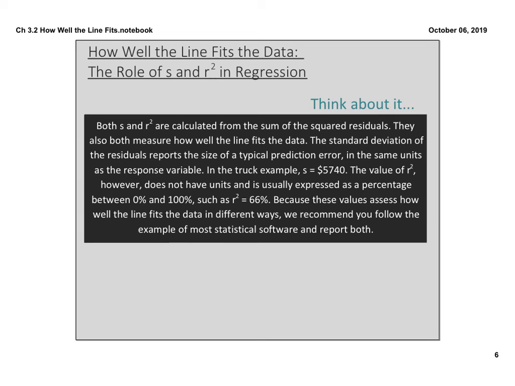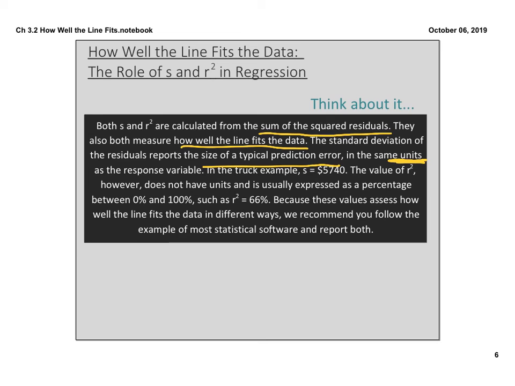So here's just one more thing to think on. It says both S and R squared are calculated from the sum of the squared residuals. That's where we get those two values. They also both measure how well the line fits the data. The standard deviation of the residuals reports the size of the typical prediction error in the same units. That's an important thing to note. The standard deviation has units. R squared is a percentage.